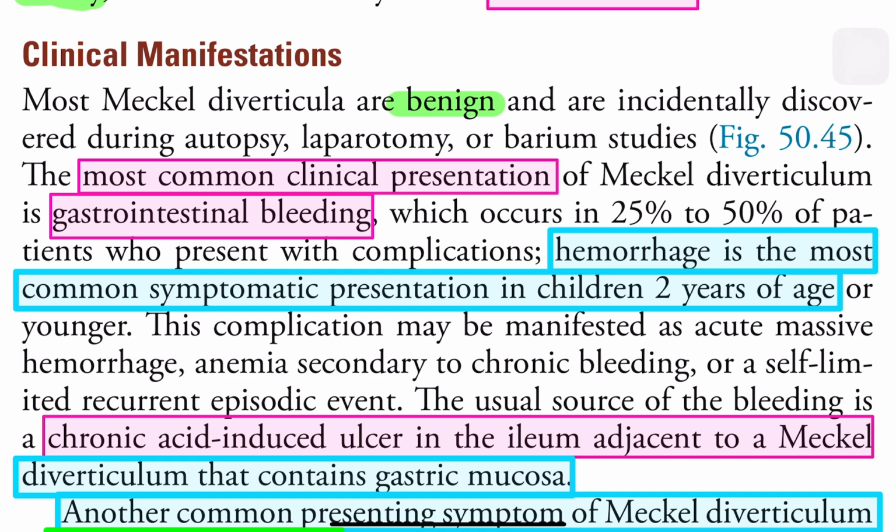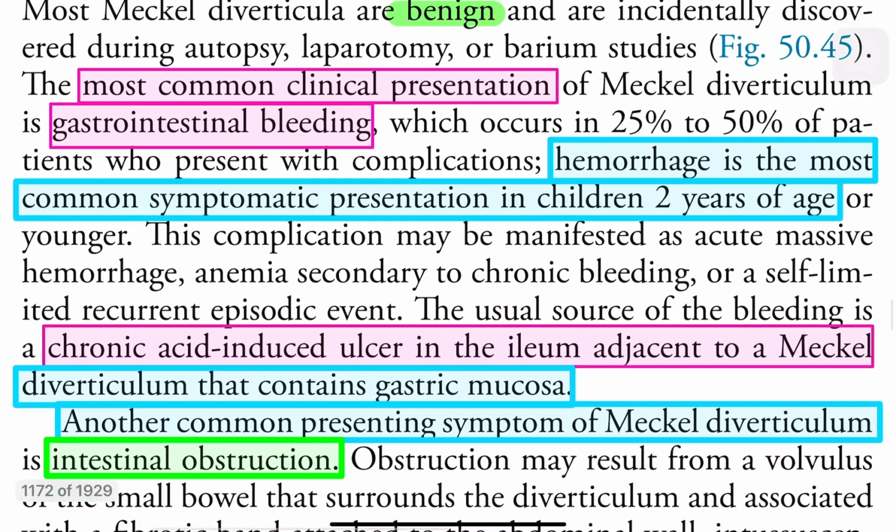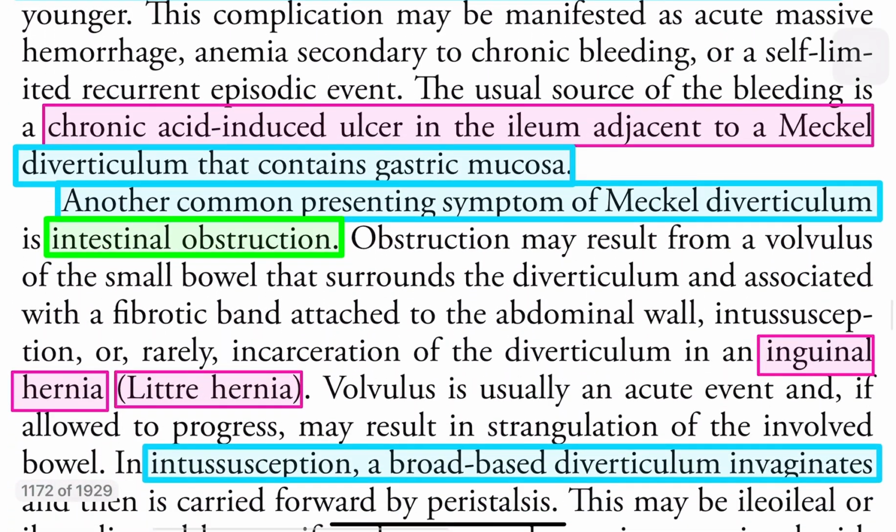Hemorrhage is the most common symptomatic presentation in children under 2 years of age. Important line: why is there bleeding? Because of a chronic acid-induced ulcer in the ileum adjacent to the Meckel's diverticulum that contains gastric mucosa. Remember, the bleeding is not from the Meckel's diverticulum but adjacent to it, because this gastric mucosa is secreting acid, and this causes the ulcer nearby.